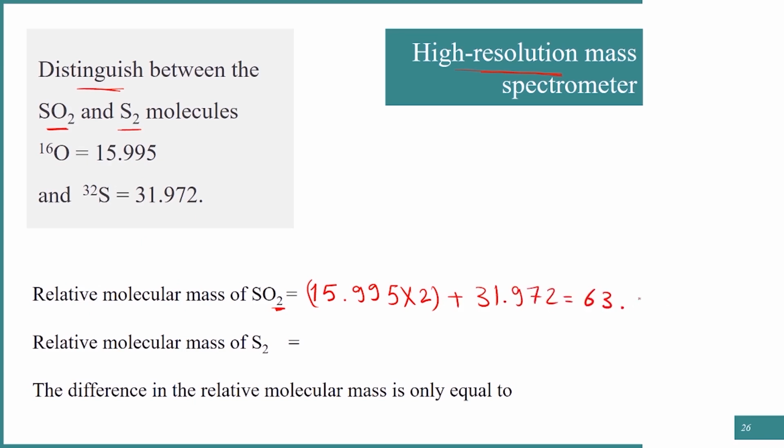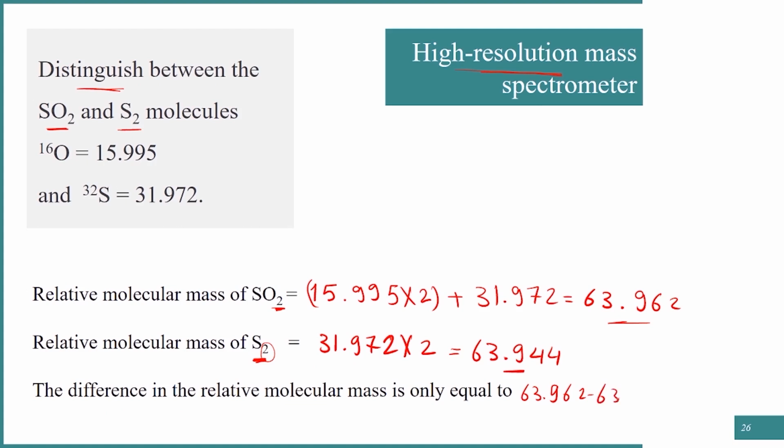equal to 63.962. On the other hand, the relative molecular mass of the sulfur molecule is equal to 31.972 multiplied by 2 because we have 2 sulfur atoms. This is equal to 63.944. The high-resolution mass spectrometer can differentiate between sulfur dioxide and sulfur molecules that have a difference in the relative molecular mass between them equal to 0.018. This is how accurate it can be.